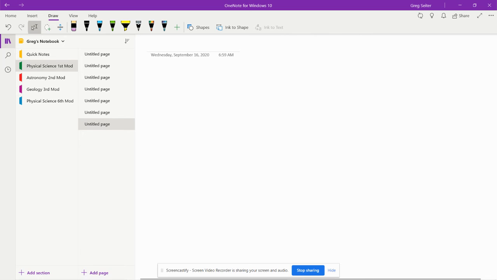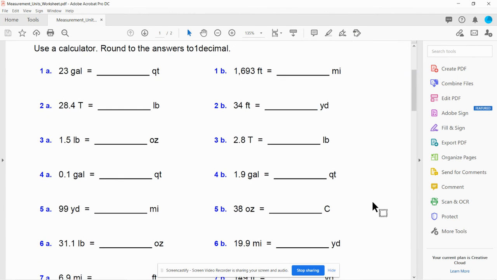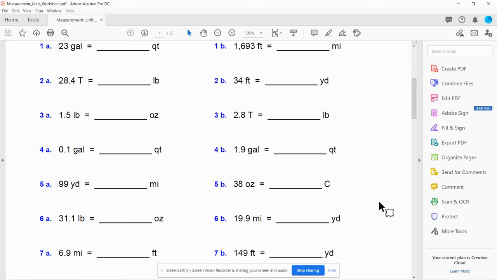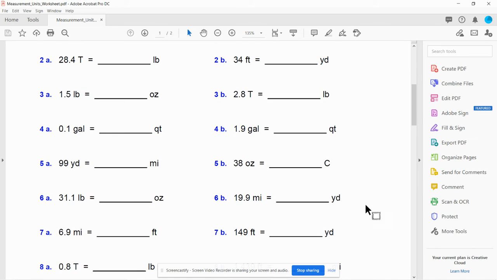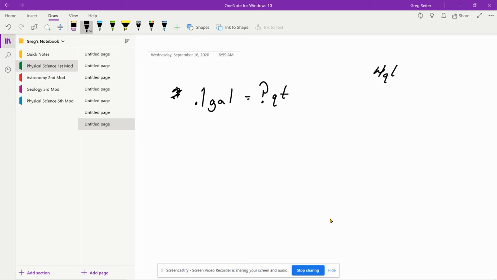Add another page here. All right. 0.1 gallon equals how many quarts? Let's scroll that out. 0.1 gallon equals how many quarts? My conversion factor, we know there's 4 quarts in 1 gallon.